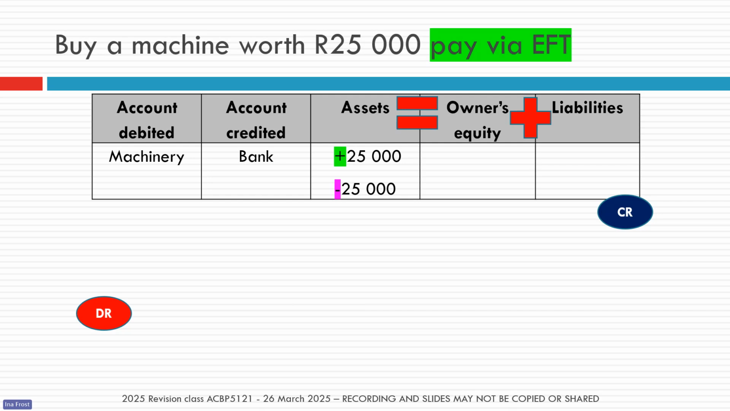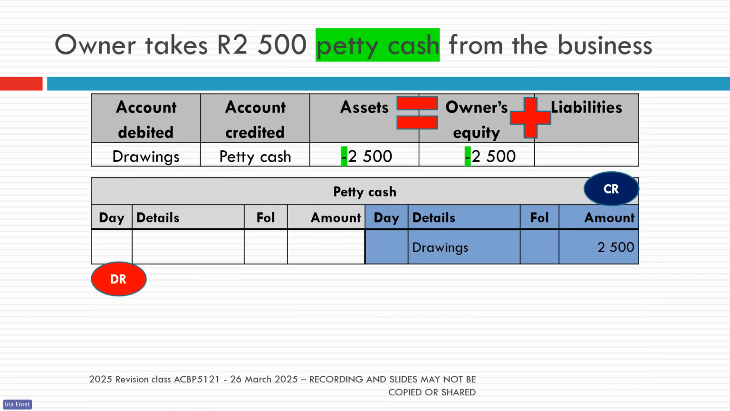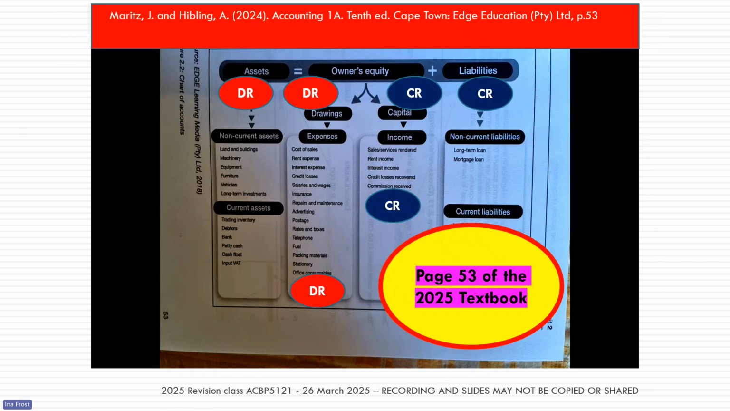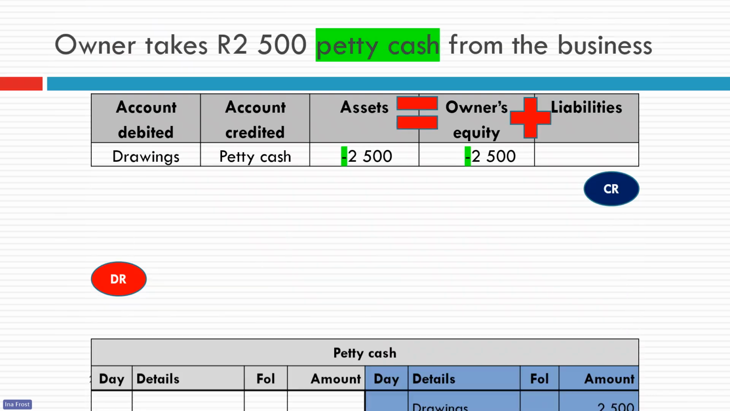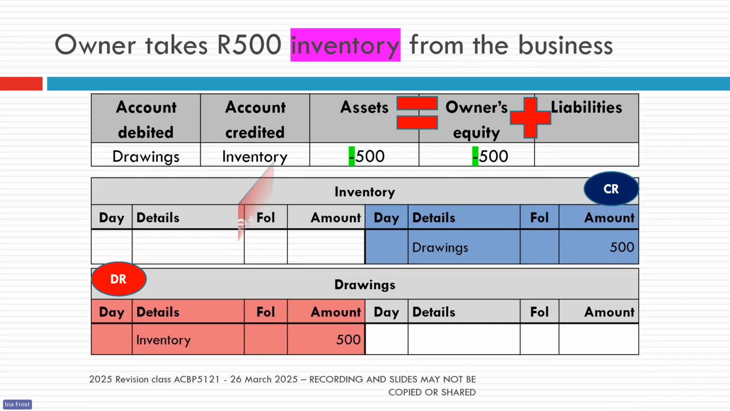Then our next question is, what type of accounts are machinery and bank? And that's where your knowledge of this page 53, if I can just go back there for a minute, becomes so key again, because now you're going to say, right, machinery, let me have a look at this table. Okay, there it is under non-current assets. Bank, where is it? There it's sitting under current assets. Okay, great. I can see I'm now dealing with two assets. So the impact on the accounting equation must sit under the asset column.